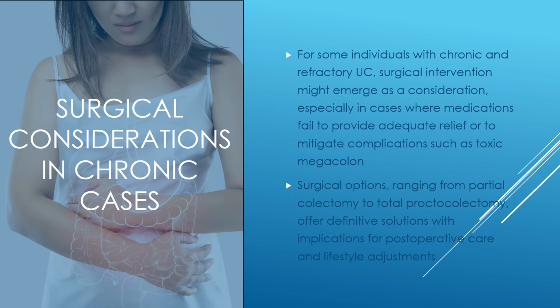Surgical considerations in chronic cases. For some individuals with chronic and refractory UC, surgical intervention might emerge as a consideration, especially in cases where medications fail to provide adequate relief or to mitigate complications such as toxic megacolon. Surgical options, ranging from partial colectomy to total proctocolectomy, offer definitive solutions with implications for postoperative care and lifestyle adjustments.